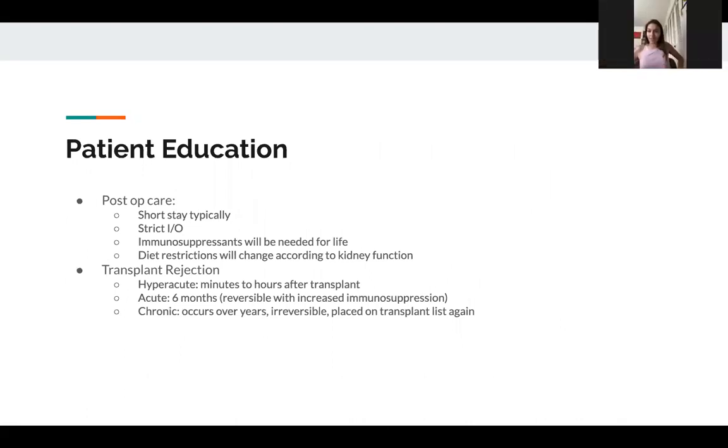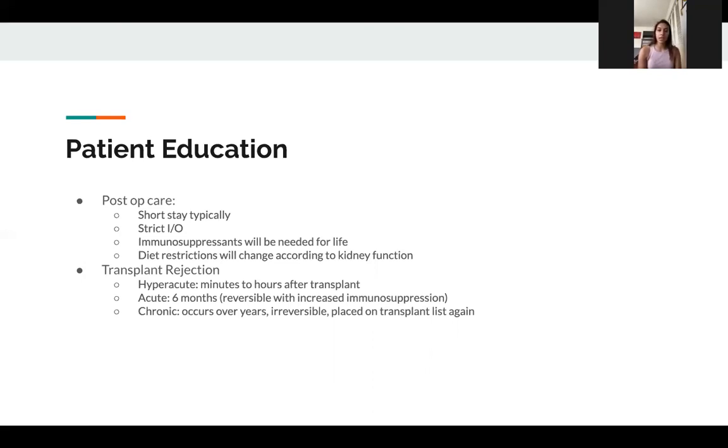All right, and so here are some of the things we want to educate him on after he gets his kidney. Chelsea touched on the immunosuppressant, so he will need this for life, and we want him to know that. Typically this is a short stay. He would have to do strict I's and O's, and the diet again would be changing, usually according to his kidney function.